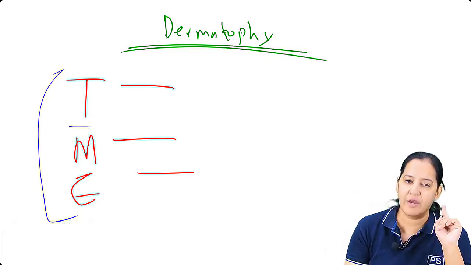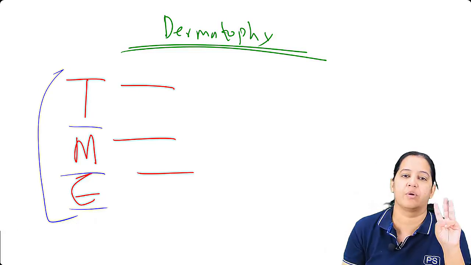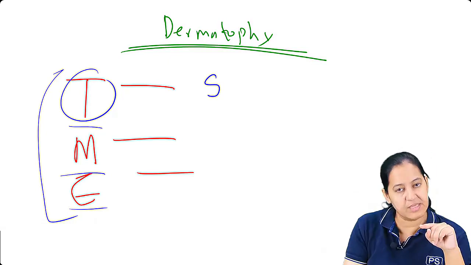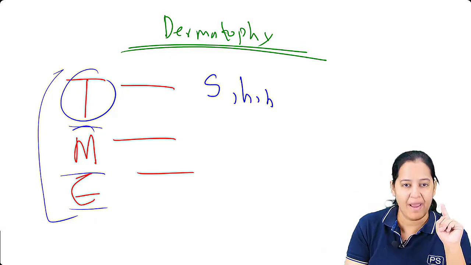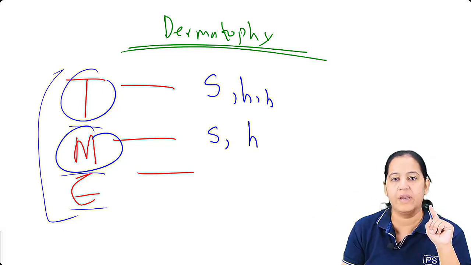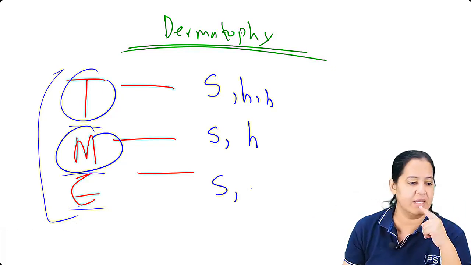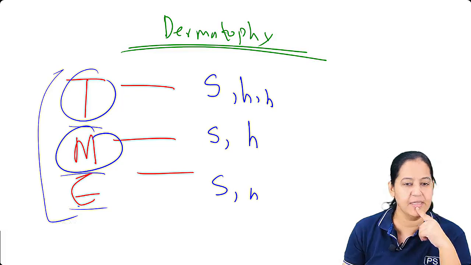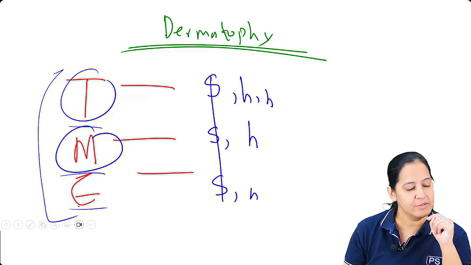Okay? So Trichophyton, Microsporum, Epidermophyton. Tri, triple. It causes disease of skin, hair and nail. Micro, it causes disease of skin. But micro means very thin. So it involves only hair. And epidermo, along with the skin, it involves nail. See, yes, skin is in all three, Elizabeth. Absolutely right. So this is how you can learn.